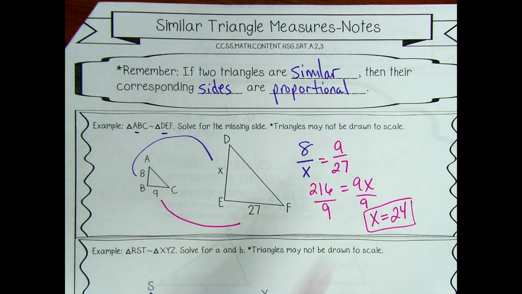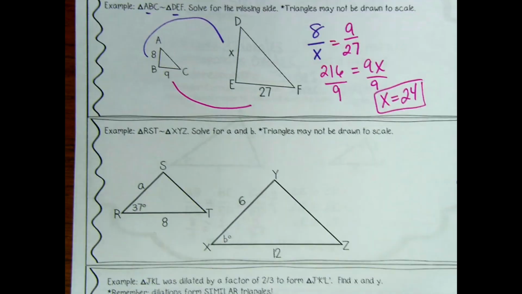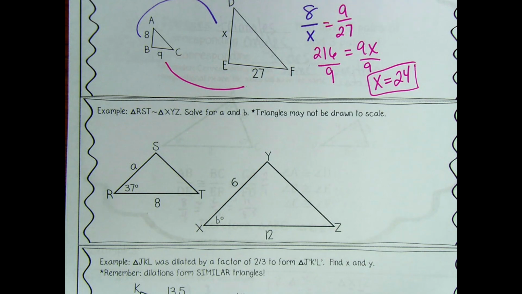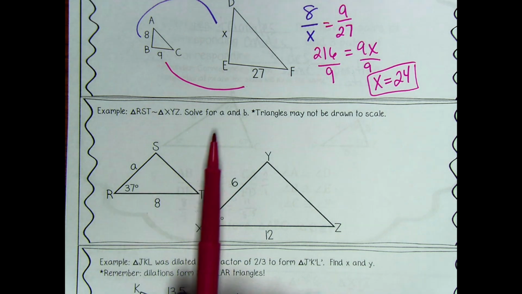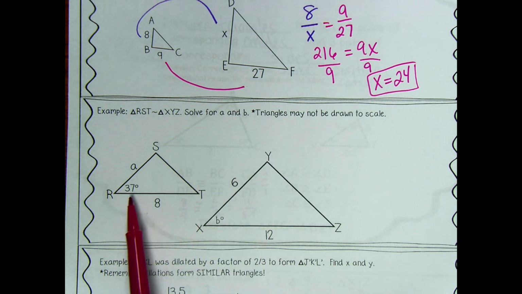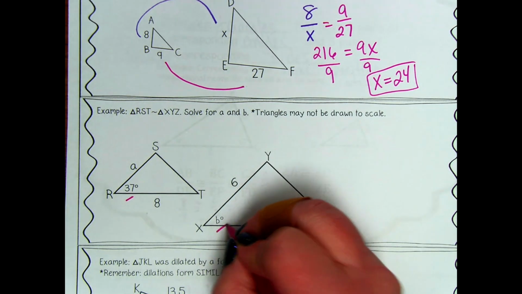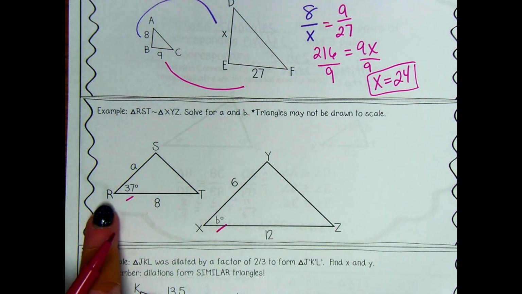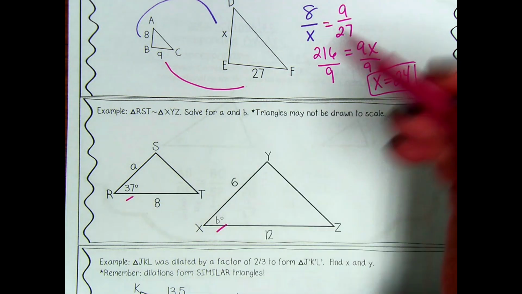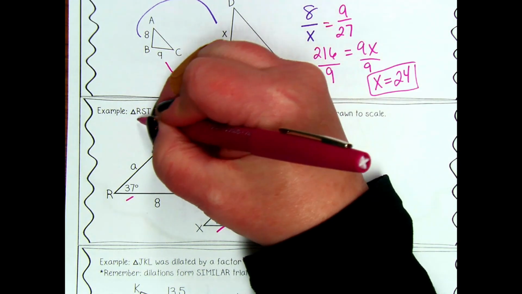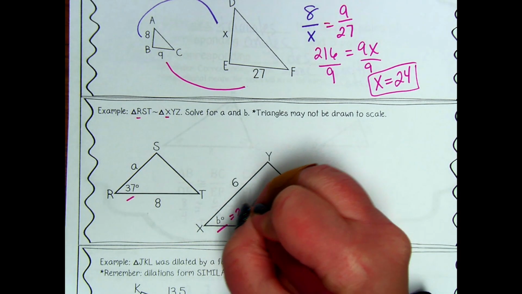Can you also reduce that fraction of 9 over 27 first and then multiply? Absolutely. But not everybody is comfortable reducing fractions, so this method with a calculator works just fine. If we look at the next example, again, it's telling us that the triangles are similar. So it wants me to find A and B. Well, I always start with the angle because it's the easiest. If angle R is 37 and angle X is in the same location, then B is 37 degrees.